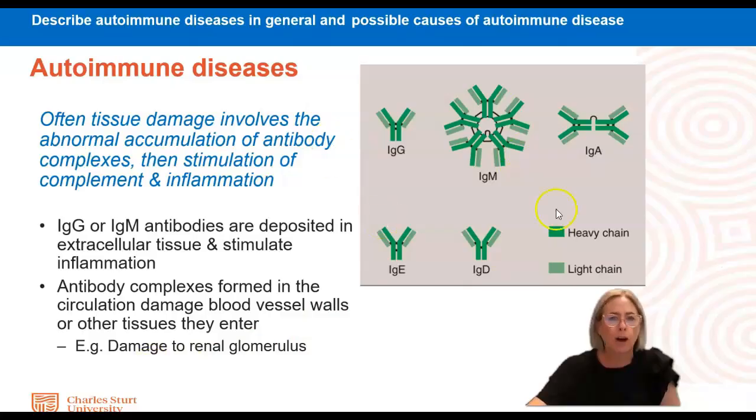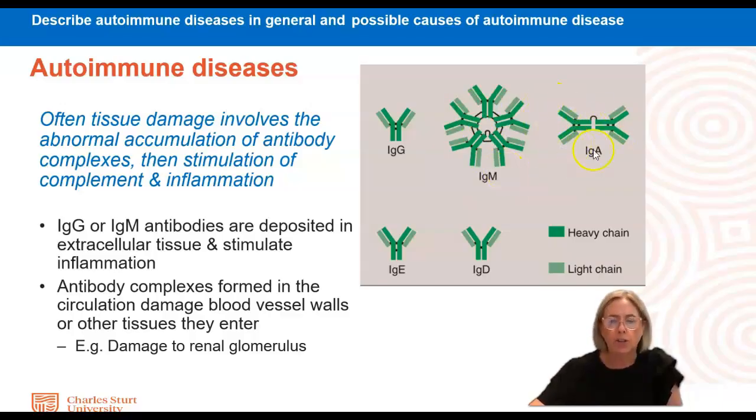So here we have our 5 classes of antibodies: IgG, IgM, IgA, IgE, and IgD. You can see that they all consist of 4 proteins. We have these 2 in dark green that are larger proteins, and this is why they're called heavy chains. And then we have lighter green ones that are smaller proteins, and they're called light chains, right? But they're all 4 proteins attached together. So each antibody then can bind to 2 antigens. And IgG and IgM are the antibodies that are involved in autoimmune disorders.